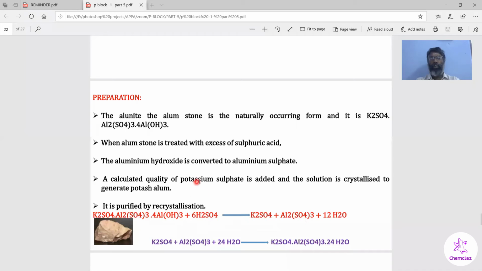And then a small quantity of potassium sulfate is added to initiate the crystallization process. The water of crystallization takes place, that means water molecules are added with the salt. Okay, so the compound is called potash alum in the crystalline state, K2SO4 Al2(SO4)3 24H2O. First, in the solution, it appears as a simple compound, but during the formation of crystals, this simple compound combines together with the water and forms a double salt. So that is the preparation of potash alum from alunite.